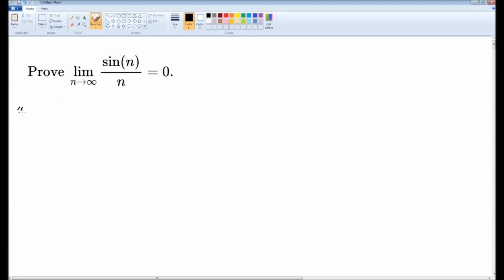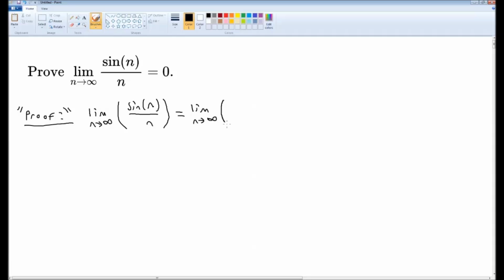Today I'm going to give a fake proof of this limit, and I want to see if you can catch the first mistake. Okay, so my proof goes like this. If you want to prove that this limit is 0, well, we can rewrite this guy, because sine n over n, that's the same as sine of n times 1 over n. So we can rewrite this as the limit as n approaches infinity of sine of n times 1 over n, since these guys are equal.